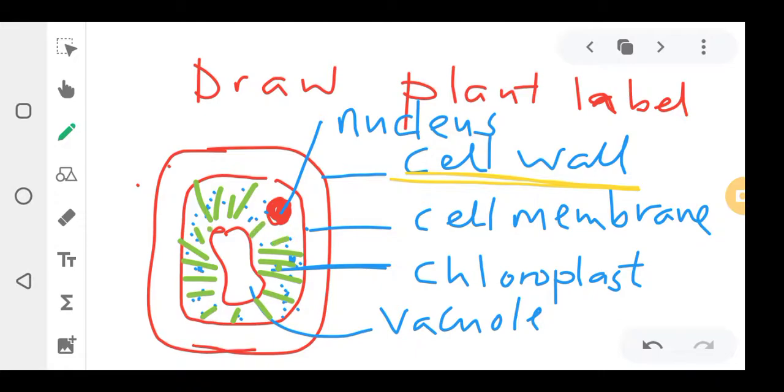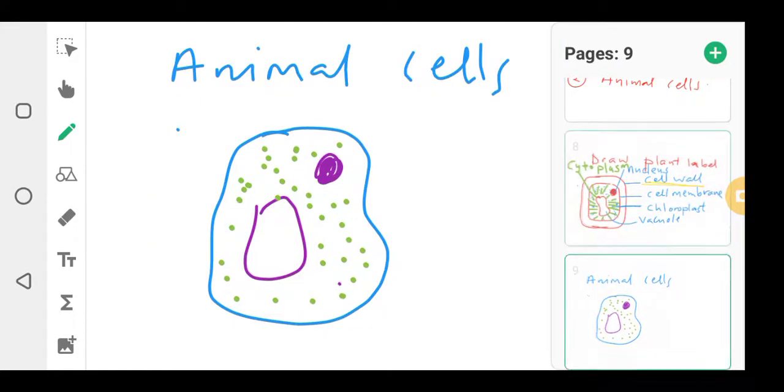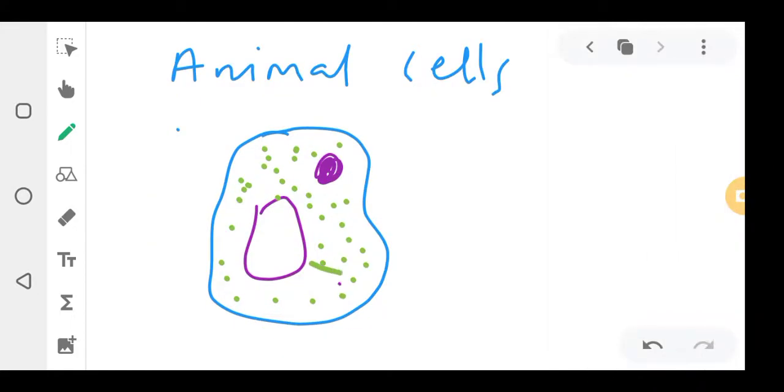Okay, the whole of that layer is called cytoplasm. Those two dots are called chloroplasts, the ones that are inside, but the whole layer is called cytoplasm. In animal cells, we don't have chloroplasts.